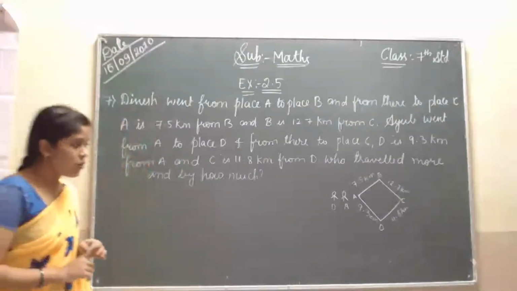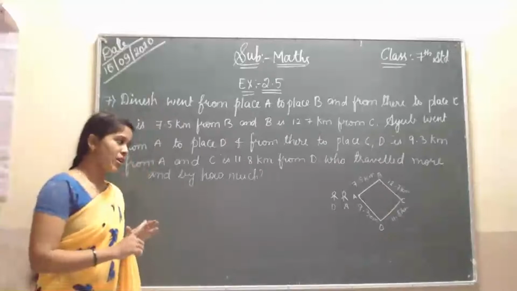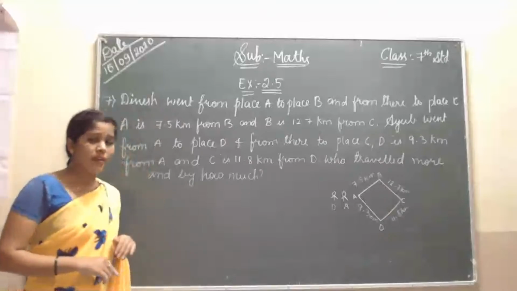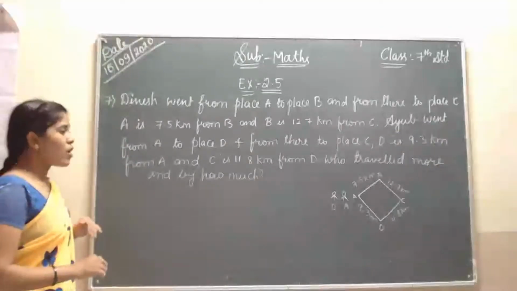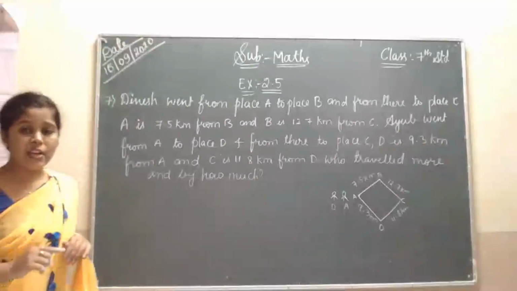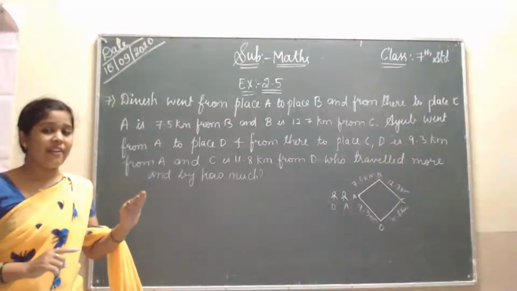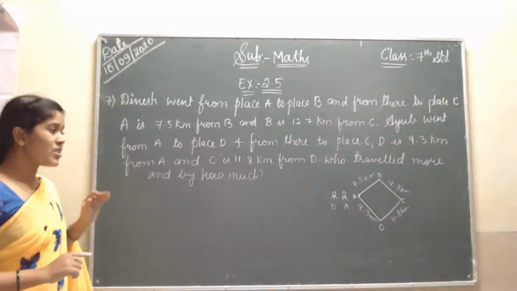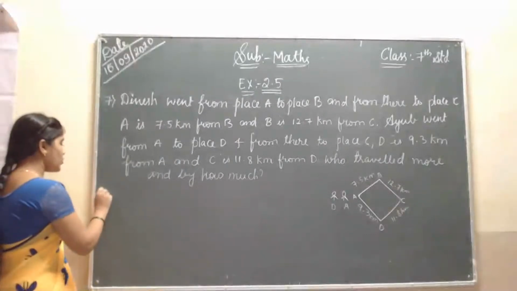Dinesh is going A to B and B to C. Ayub is going A to D, then D to C. The measurements are given. Now, what is the question? What we have to find? Who traveled more? We have to see who traveled more here. So first we will write the solution.